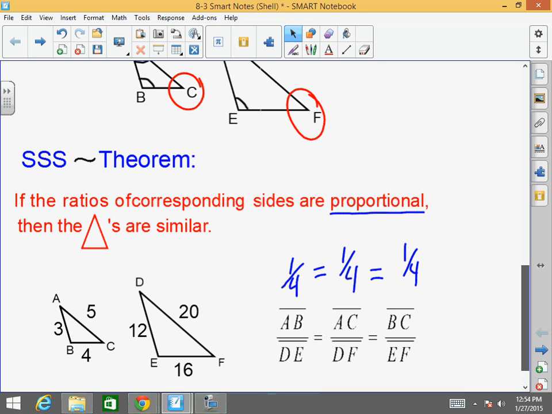So the corresponding sides are all proportional. That means that the ratio of each corresponding side is congruent. They're equal. So when the corresponding sides are proportional, you can use the side, side, side similarity theorem. Notice that it's similarity. If on a proof one day you see side, side, side, that means that they're talking about congruency. If you see side, side, side similarity theorem, you know they're talking about similar. Okay? I want to make sure you guys can differentiate between the two because it is a huge, huge difference.